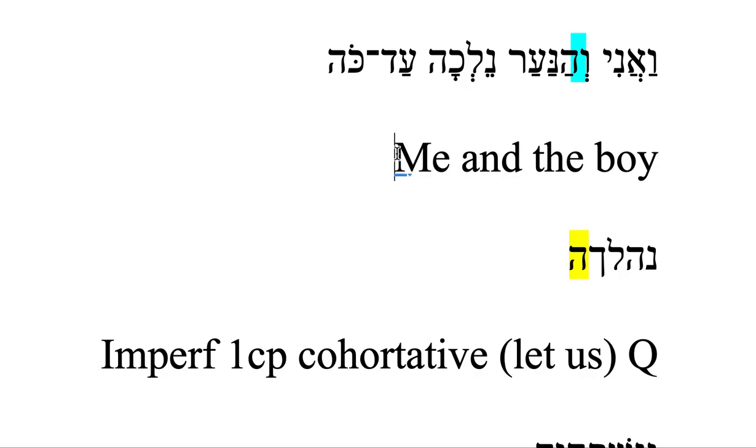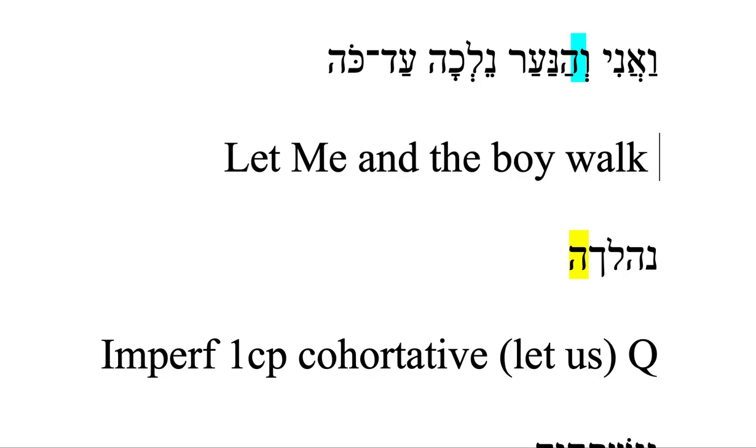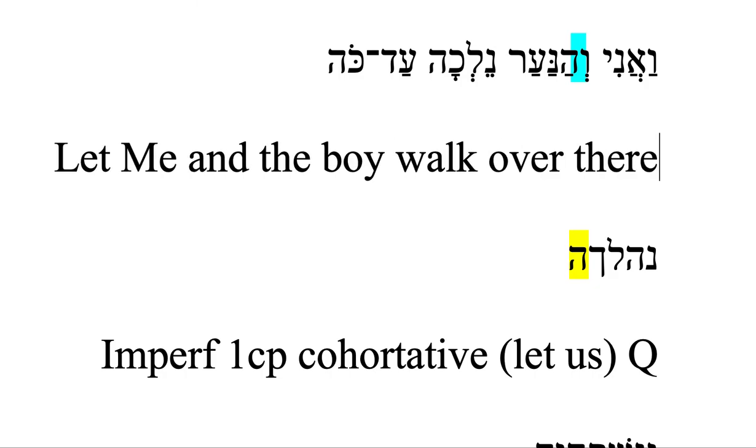Translation, halach. So let me and the boy walk at ko. This is an expression which basically means over there, or until thus, or over there. Sounds better in English.